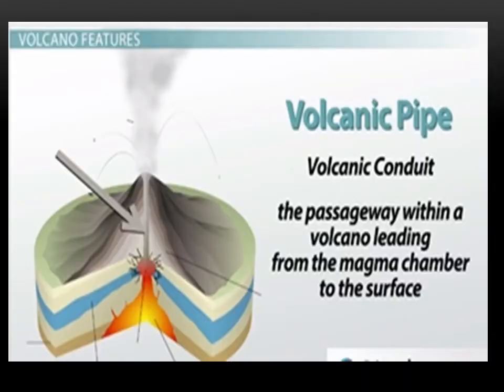The third part is pipe, and this is actually the passageway which joins the vent to the crater. Crater is the top side of the pipe, and vent is the bottom side of the pipe. So the pipe joins the vent to the crater of the volcano. It allows the magma to flow from the vent to the crater.